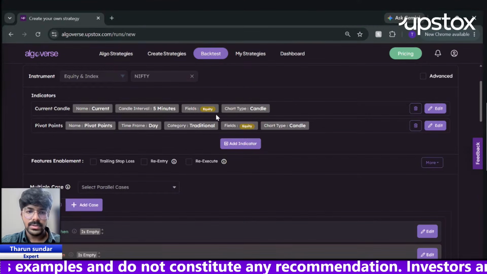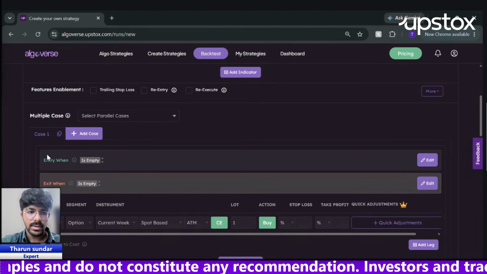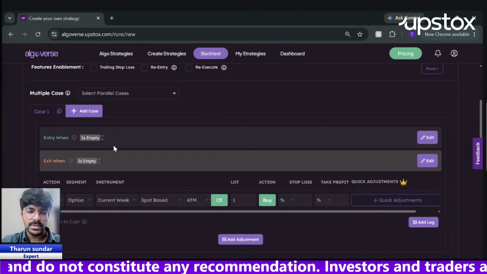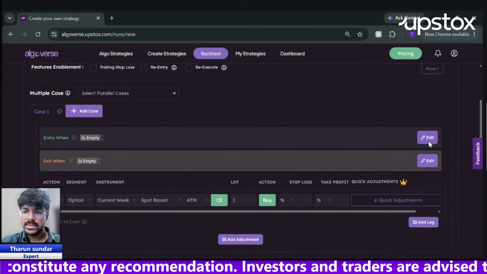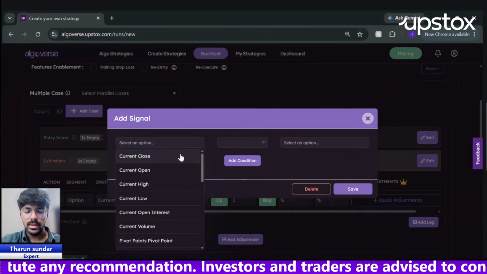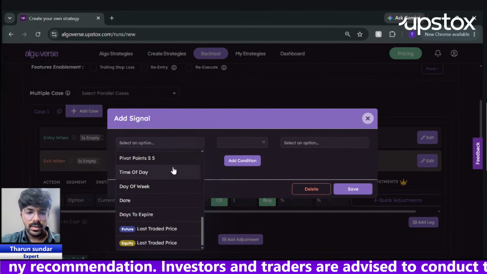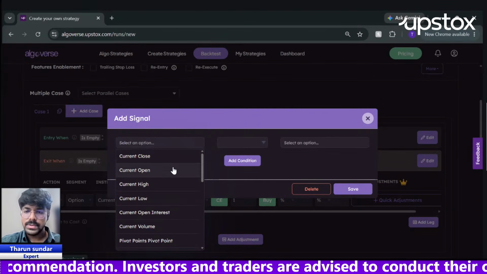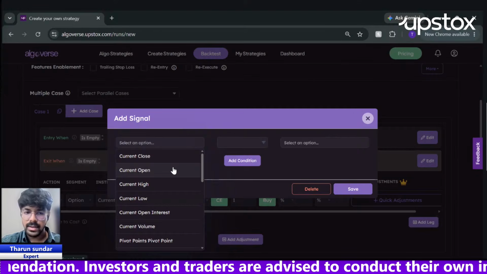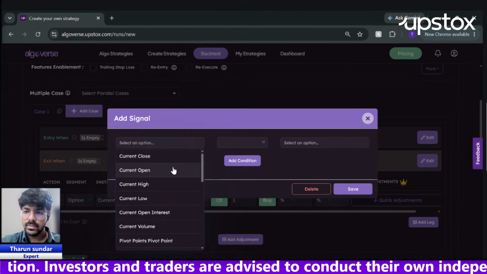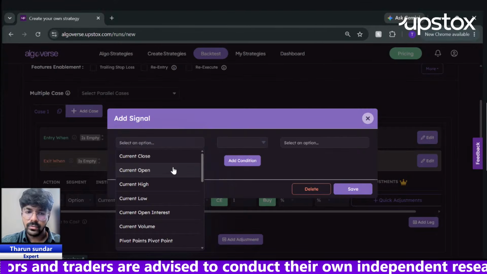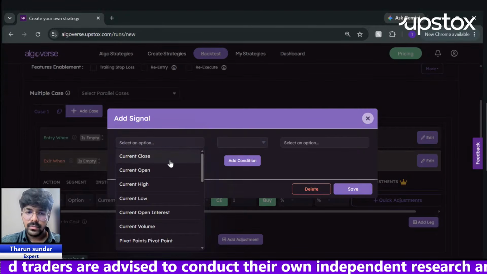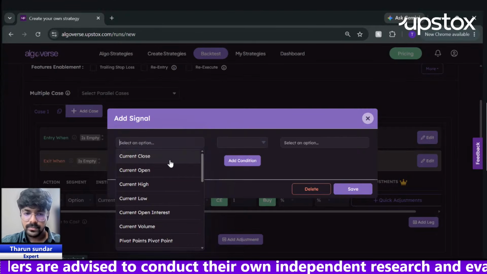And after setting up your required indicators, let's come to the entry section. Here I'll select the edit option, and giving your inputs, or let's say automating the strategy in Algoverse, it's very simple. As I told, it's a no-code algo trading platform. We need not write any line of code to automate your setup. We are just automating it in plain English.